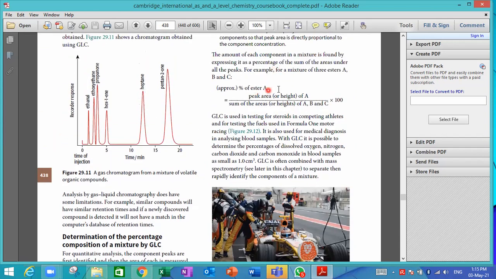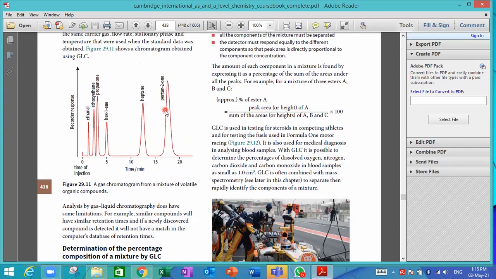I don't know what ester A is, but here it says the amount of each component in a mixture is found by expressing it as a percentage of the sum of the areas under all the peaks. We calculate all the areas, and then, for example, if I want to calculate the percentage for this peak, we divide the area of this peak by the total areas of all the components times 100, and we get it as a percentage.